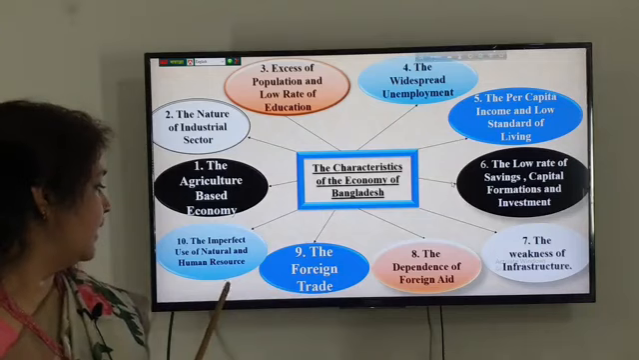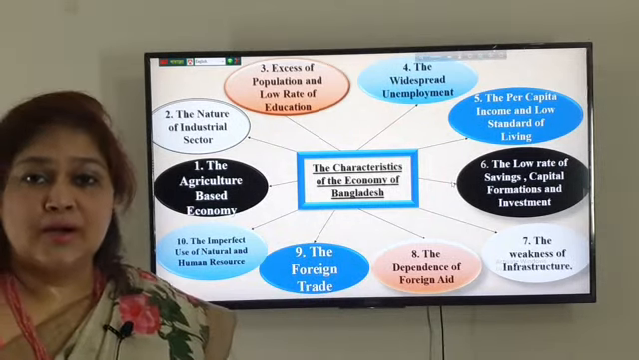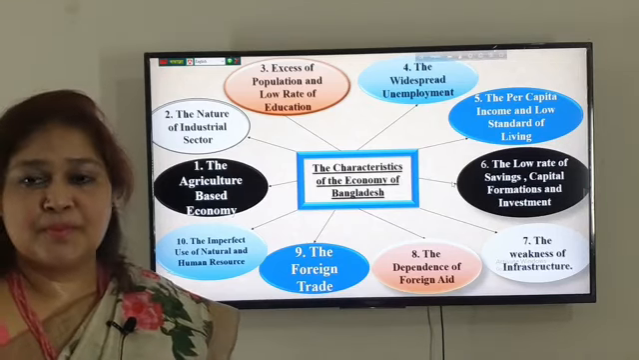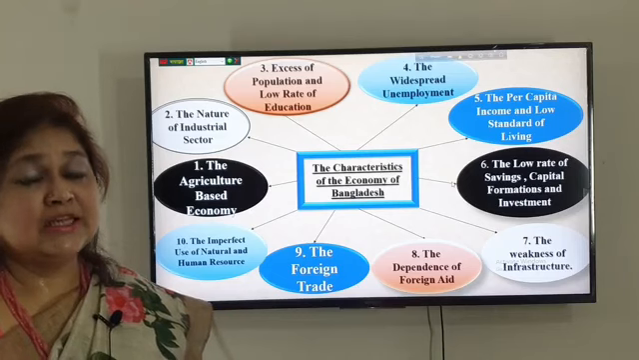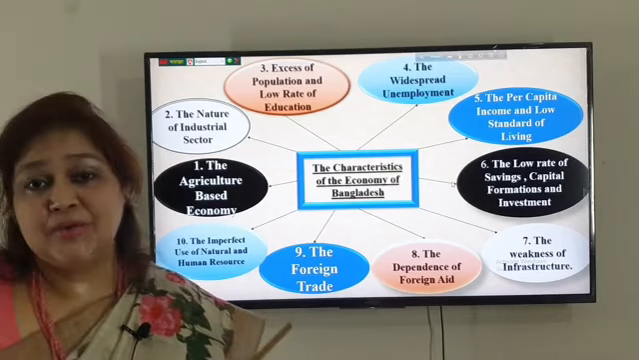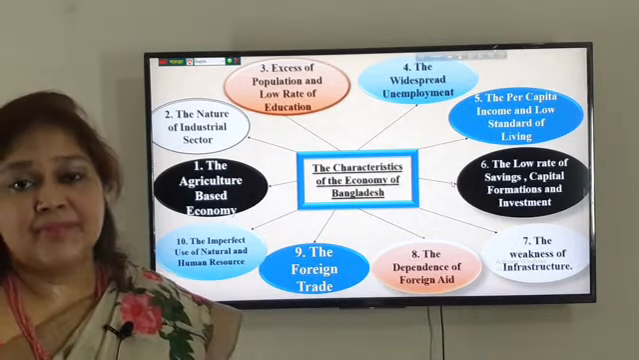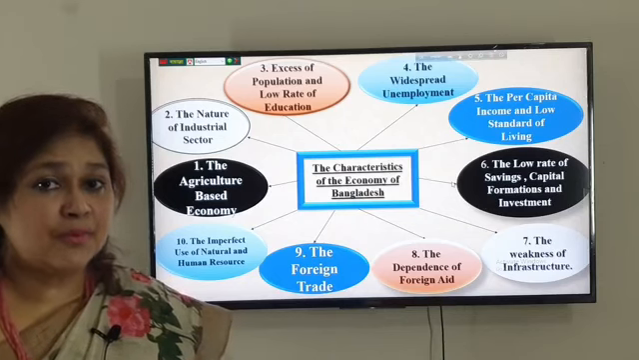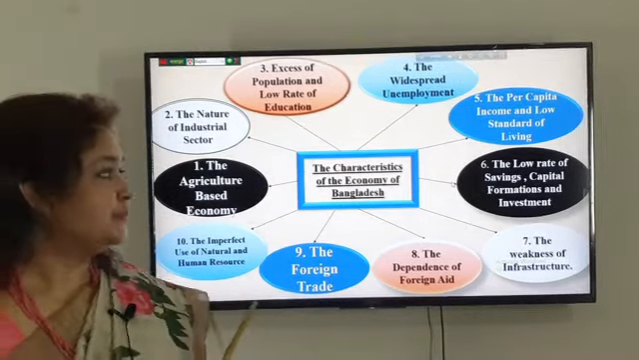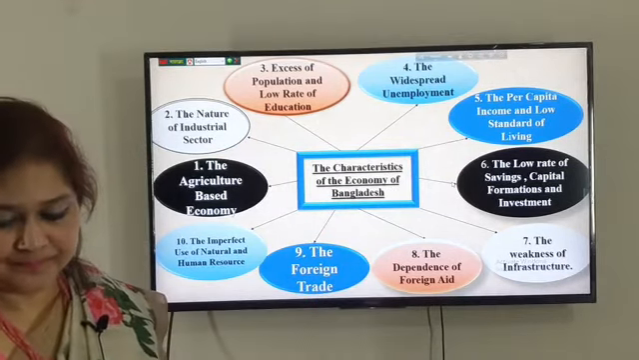And human resource, how can we turn our population into human resource? We know a large portion of our population are illiterate. If we want to turn them into human resource, we need to provide education, training and employment for them, and in this way we can turn our population into human resource. Okay, these are the characteristics of the economy of Bangladesh.